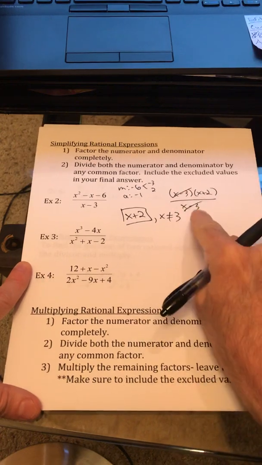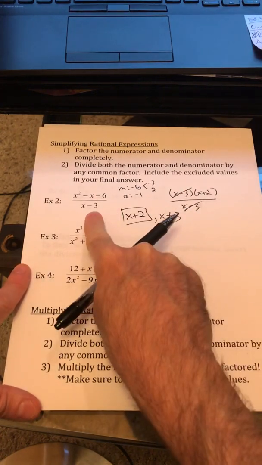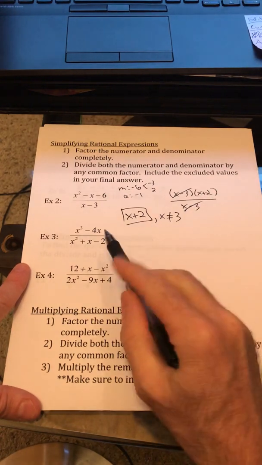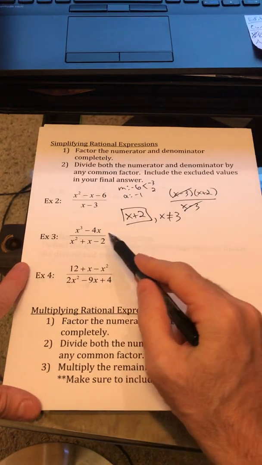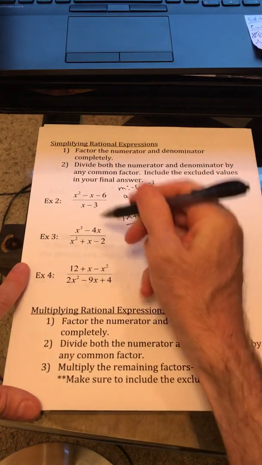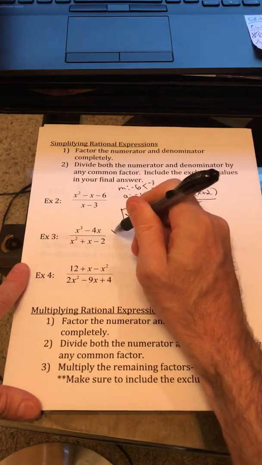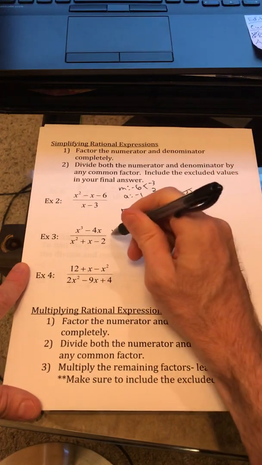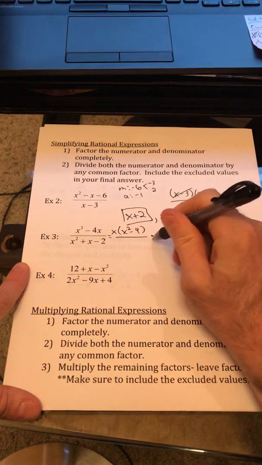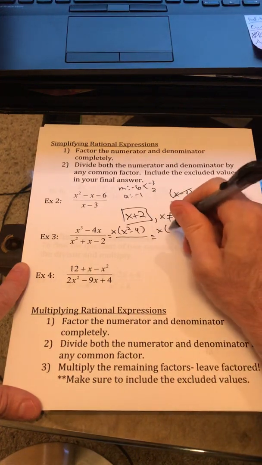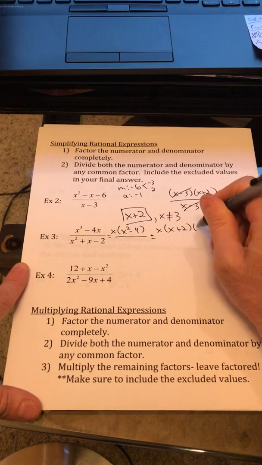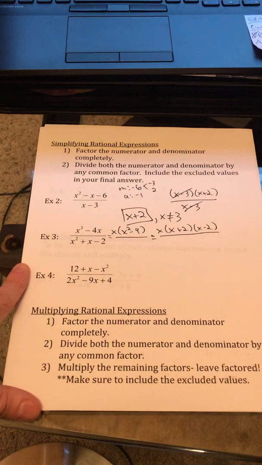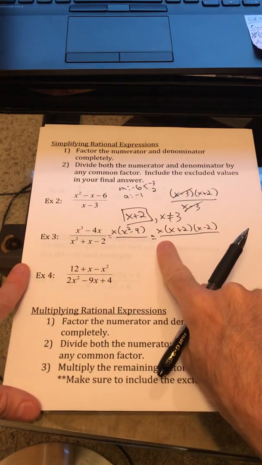Even though we have canceled that out by reducing, you do still have to indicate what the restrictions are to that problem. For example 3, again, we do have some factoring here. For the numerator, we can first factor out an x, leaving x squared minus 4. And then that is a difference of squares, (x plus 2)(x minus 2). Don't forget to carry the x over. That's one of the common things that we see. It's easy to forget about.